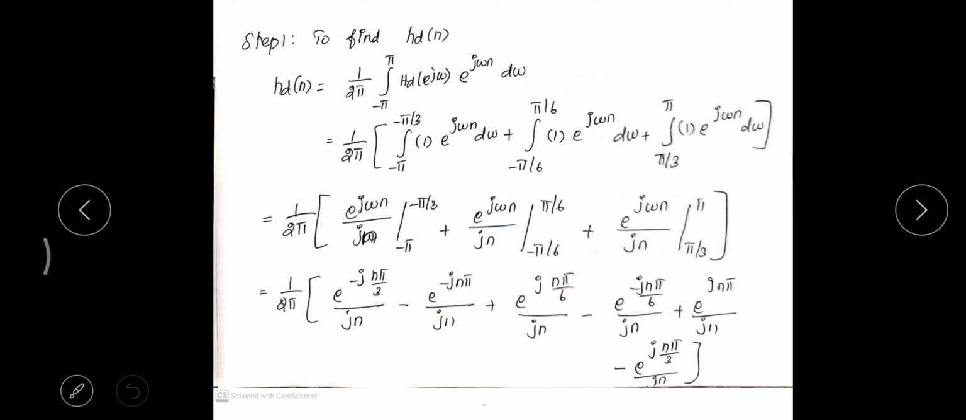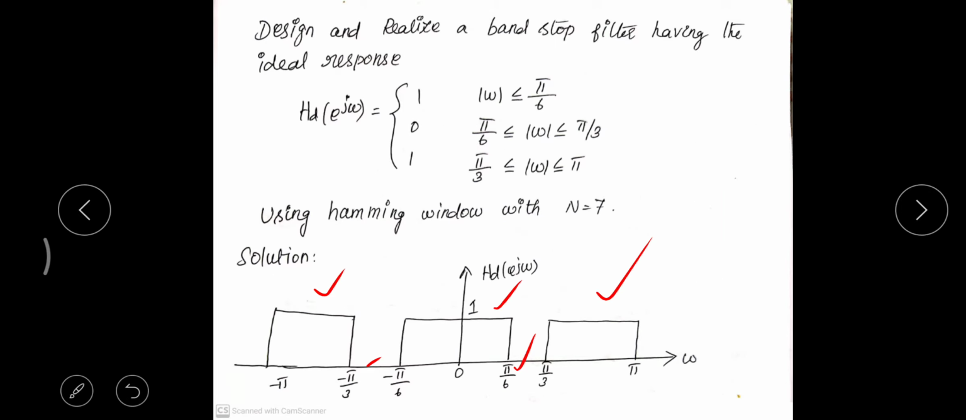As per the procedure, step 1 is to find Hd of n, the desired impulse response, which by the formula is 1 by 2 pi integral from minus pi to plus pi of Hd of e power j omega into e power j omega n d omega. Between minus pi and plus pi, the magnitudes are not the same; we have two different values, 0 and 1. The value 1 exists for the range from minus pi to minus pi by 3, from minus pi by 6 to plus pi by 6, and from plus pi by 3 to plus pi. For the rest of the ranges the value is 0.